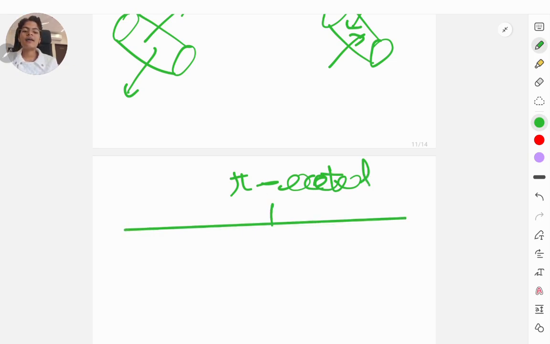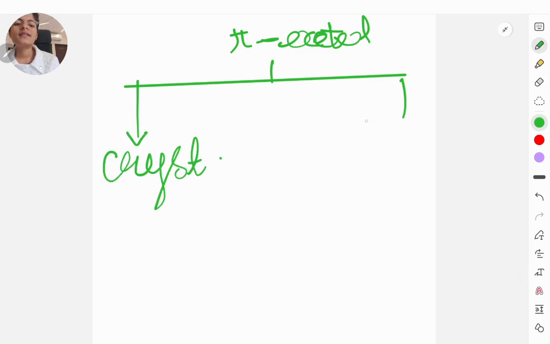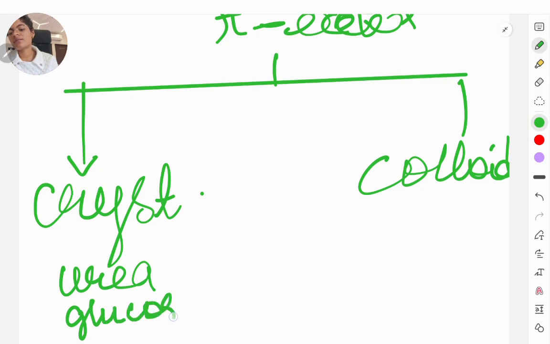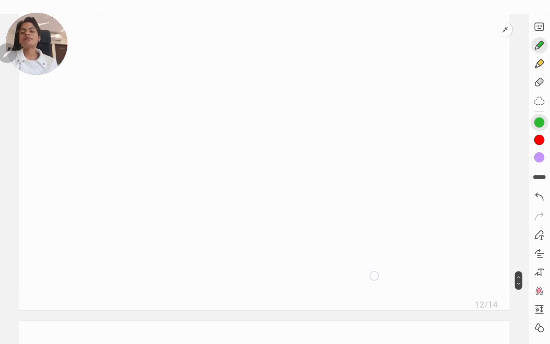It is exerted by, again, two things. First is crystalloids, second one is colloids. Now crystalloids are urea, glucose and sodium, but colloid is plasma protein. Clear?